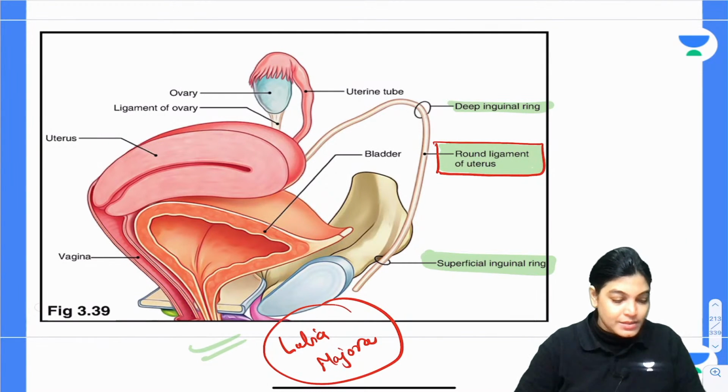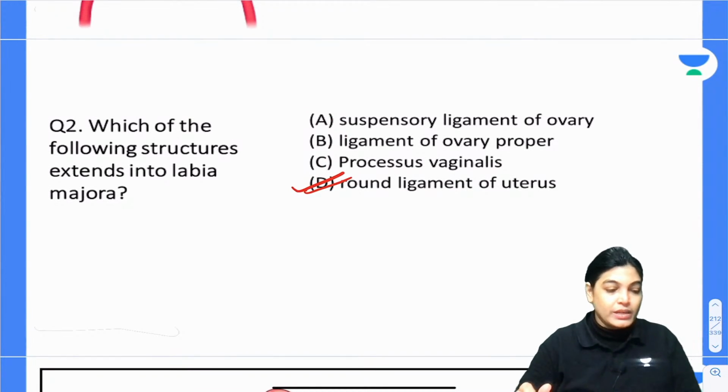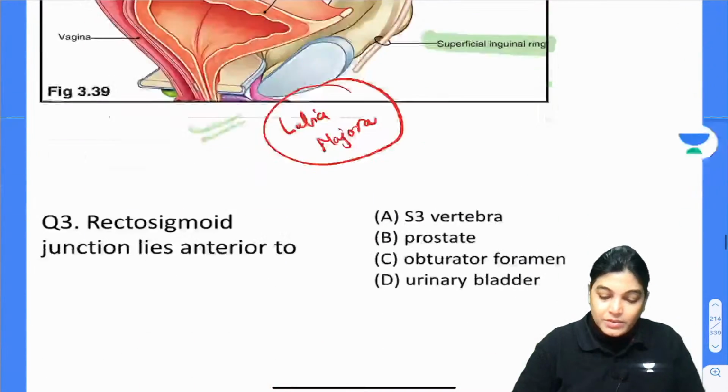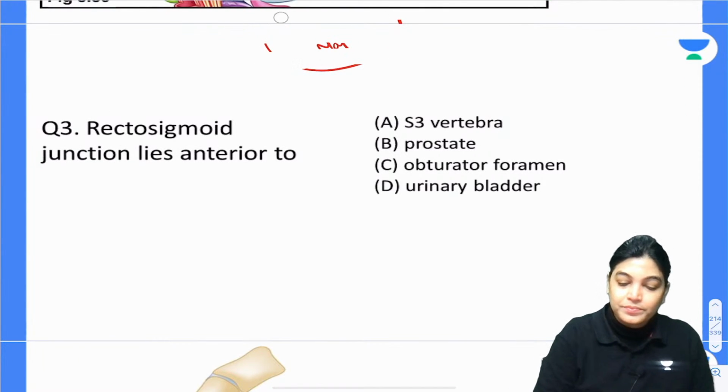So which is the correct answer? Yes, Khan, you are absolutely correct. Round ligament of uterus is the absolutely correct answer. Great, Khan. So let's move on to the next. Let's move on to the third MCQ.